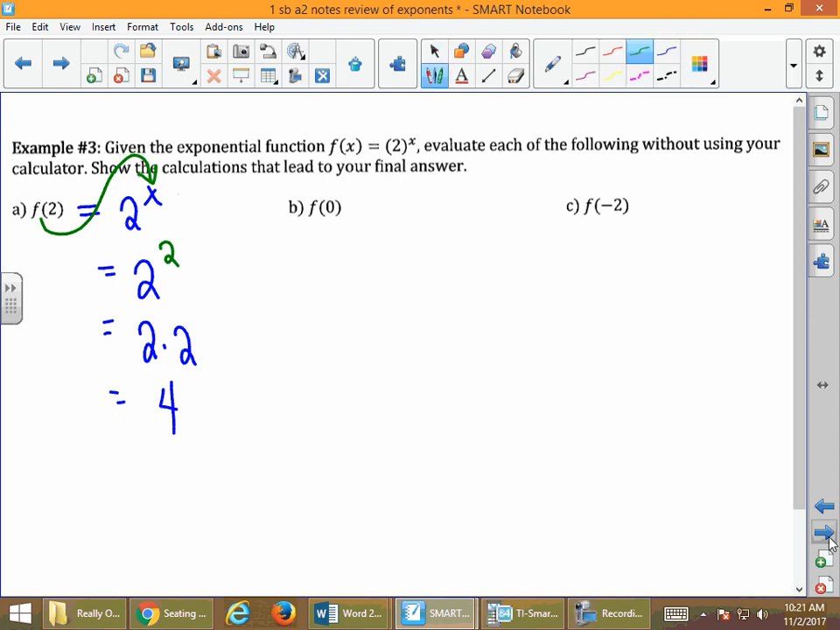Letter B, f of 0. We're going to put that value back into the function 2 to the x. In this particular case, we're going to take 0. We're going to put it back in here for x. So this is going to become 2 to the 0. And what does any number raised to the 0 power equal? It equals 1.